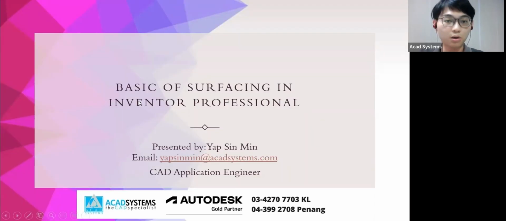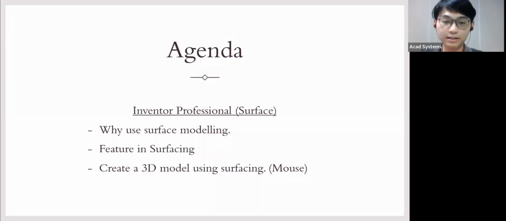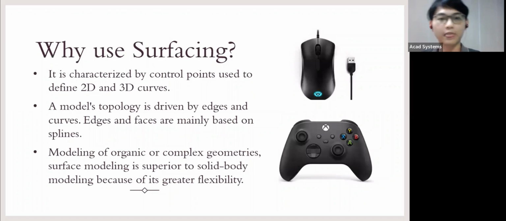Okay. About surfacing, today we'll talk about the importance of using surface modeling. Why do we use surface modeling instead of solid body modeling? Then I will introduce a little bit of the features that we're going to use in surfacing. And at the end of the video, we will try to create a 3D model using surfacing. At the same time, I'll show you why we can only create it using surfacing instead of solid body modeling.